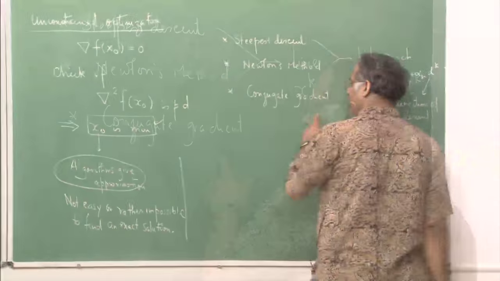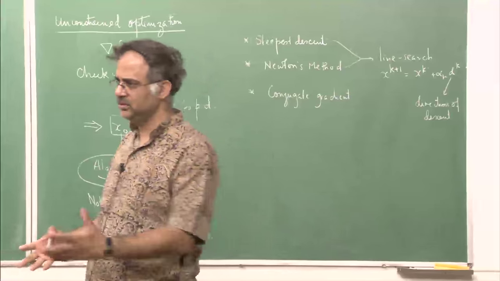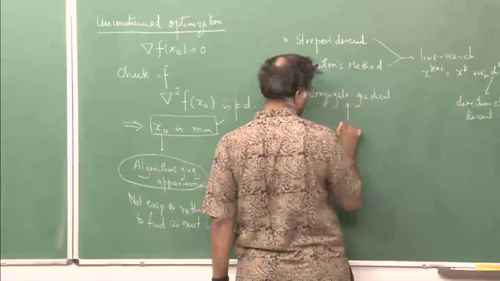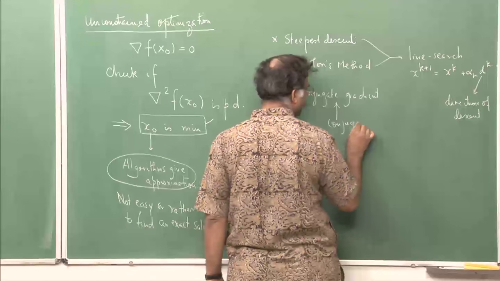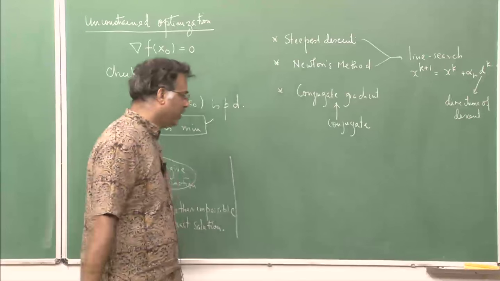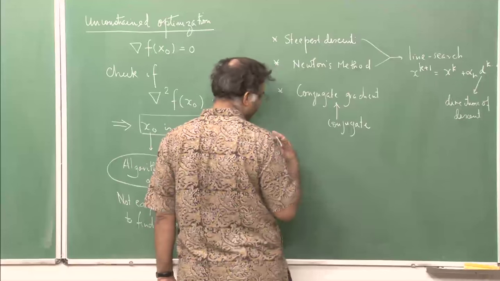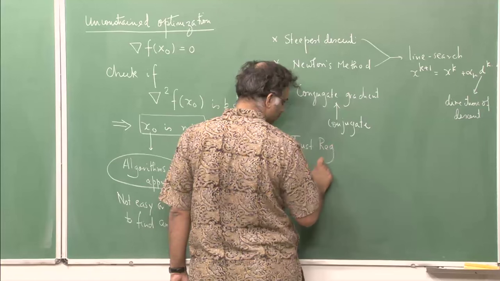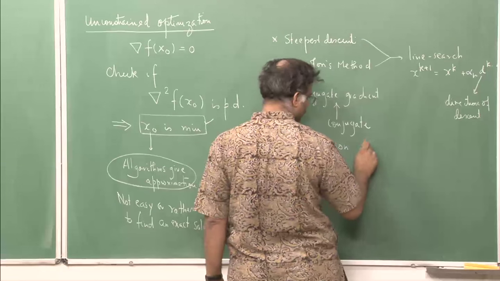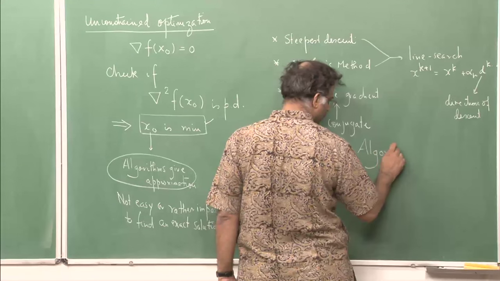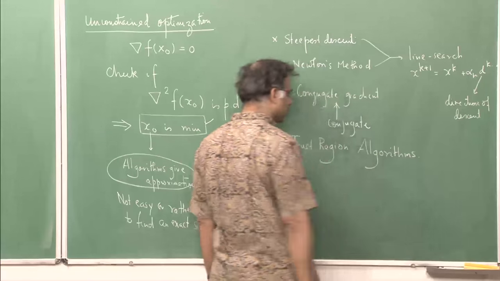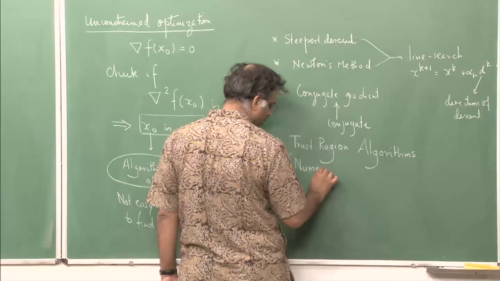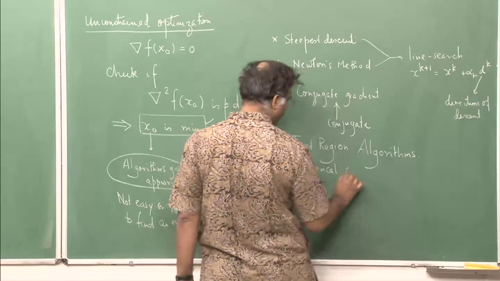Here it is slightly different. Here we are talking about the conjugate directions. So this is built upon conjugate directions. There is another non-line search class of algorithms called trust region algorithms, which we had not done. This is another important class at this moment, and a very important part of optimization research. So I would refer you to the book by Nocedal and Wright, which also has an Indian edition, published by Springer, Numerical Optimization.